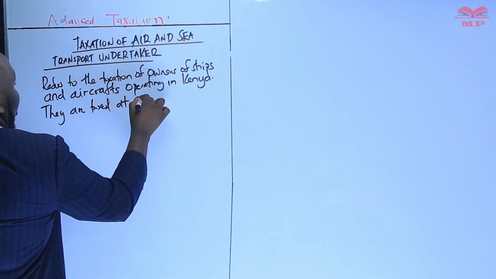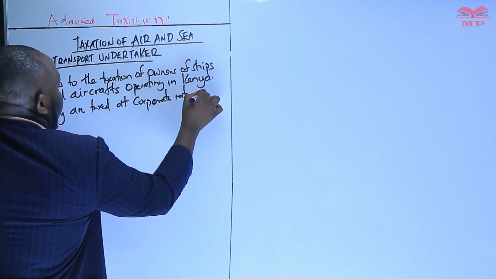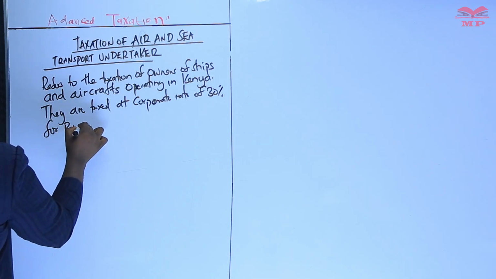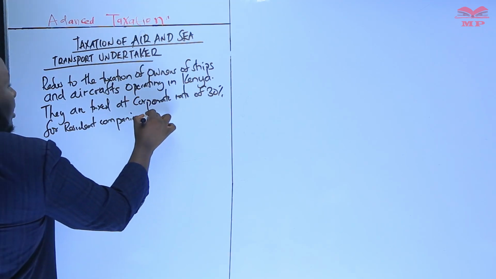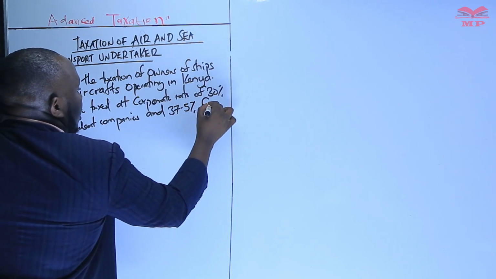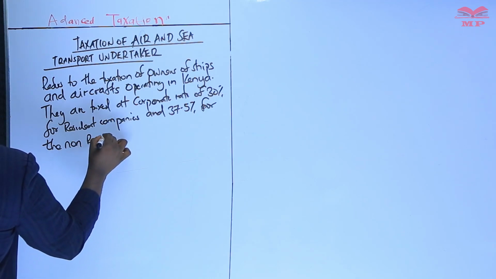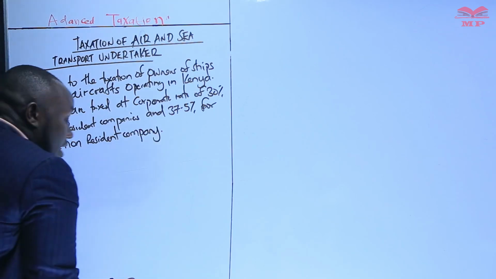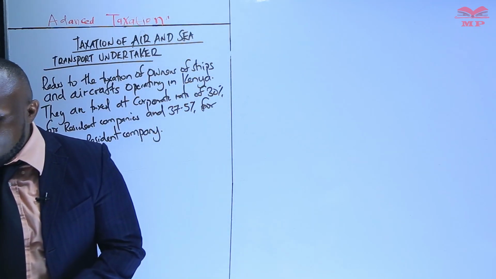at a corporate rate of 30% for resident companies, and 37.5% for the non-resident company. The tax at a corporate rate of 30%, that is for the resident company, and 37.5%, that is for the non-resident company.